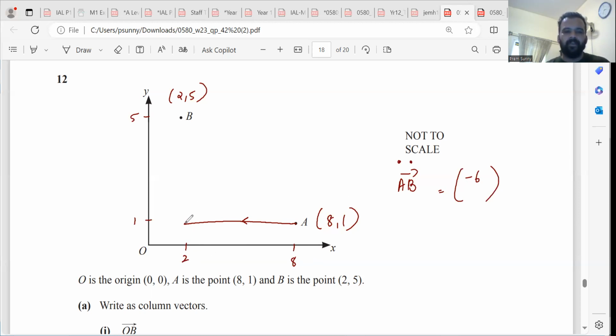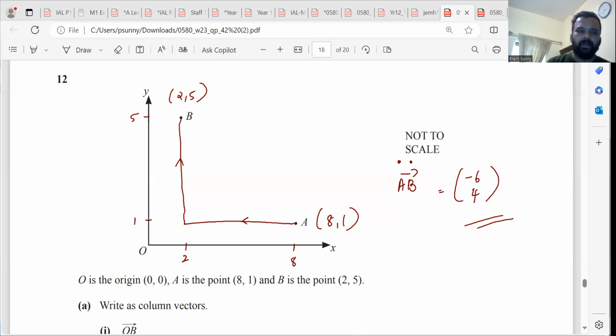And then moving up from 1 to 5. Moving up is always positive. That is the vertical movement. Vertical movement will always be the number below the horizontal movement. So vertical movement from 1 to 5 means it is 4 units up. If it is up, we know it is positive. So minus 6, 4 will be your vector AB.